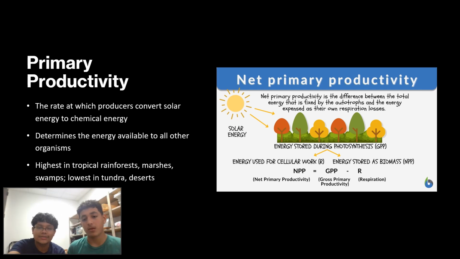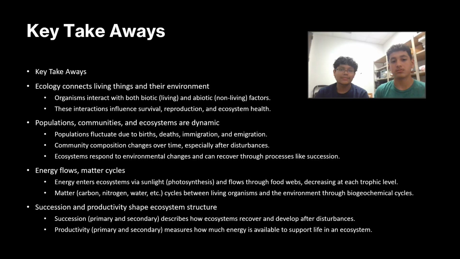And then right here, you can see the solar energy being absorbed by the plants. And then we have an equation right here underneath, which is gross primary production minus respiration, which equals the net primary productivity of the plants. And here are some key takeaways.